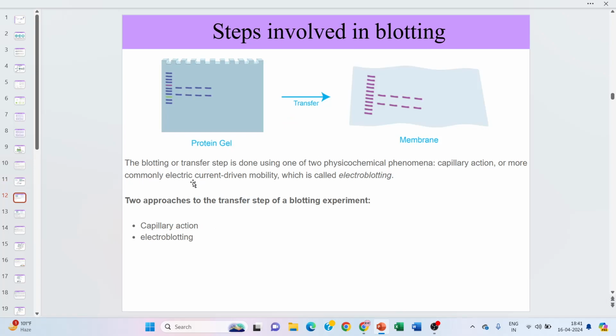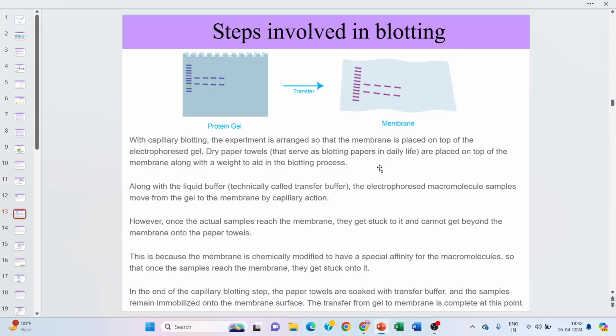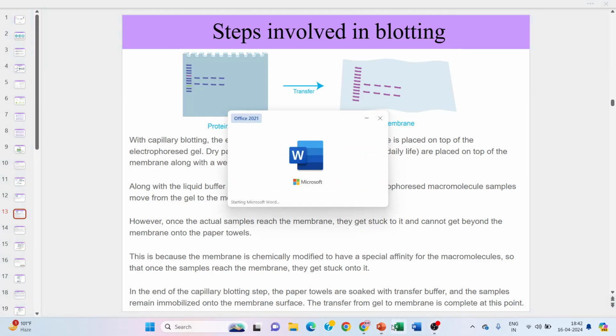Then this transfer step is basically done in two different ways. One is called capillary blotting and another one is called electroblotting. So let's look at these in detail. With capillary blotting, the experiment is arranged so that the membrane is placed on top of the electrophoresis gel. Dry paper towels are placed on top of the membrane along with a weight to aid in the blotting process. So along with the liquid buffer, technically called transfer buffer, the electrophoresed macromolecule samples move from the gel to the membrane by capillary action.